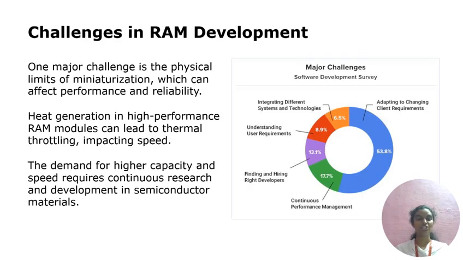The challenges in random access memory development. One major challenge is the physical limitations of miniaturization, which can affect the performance and the reliability. The heat generation in high performance random access memory modules can lead to thermal throttling, impacting the speed too. The demand for higher capacity and speed requires continuous research and development in semiconductor materials.